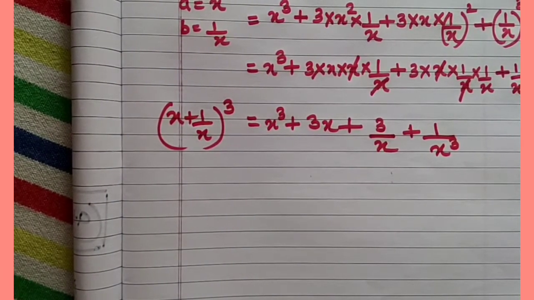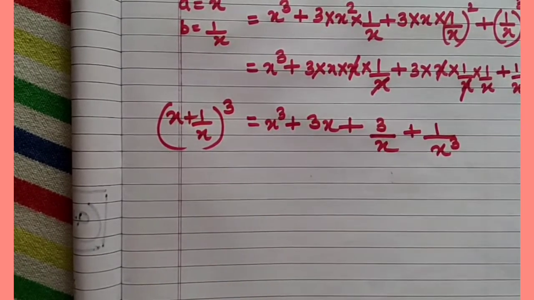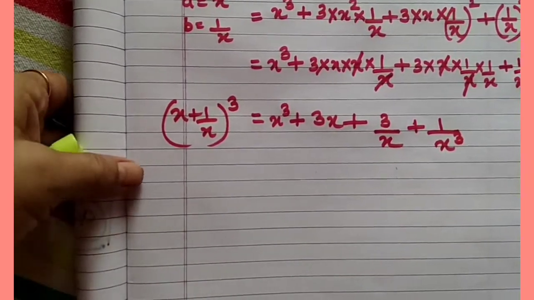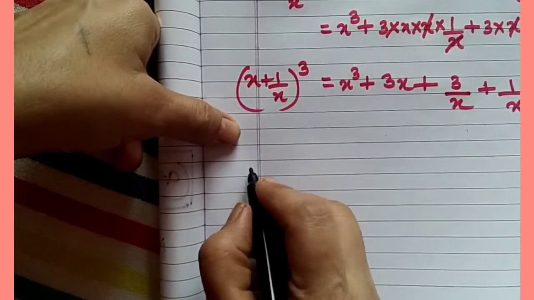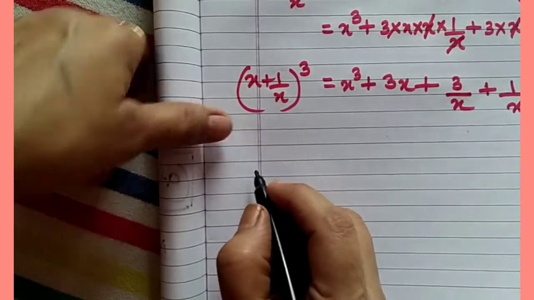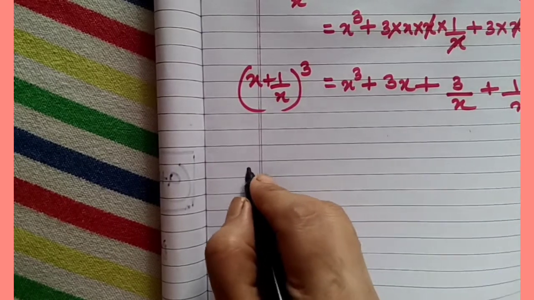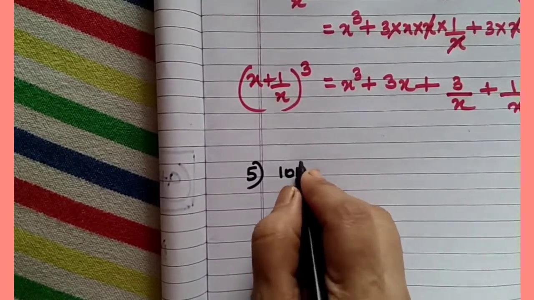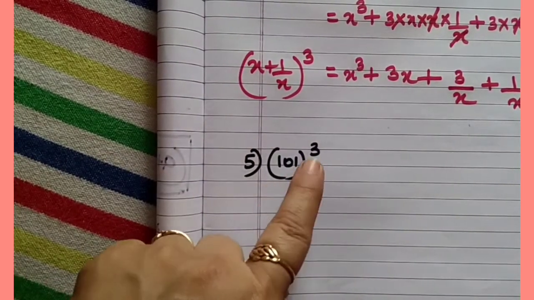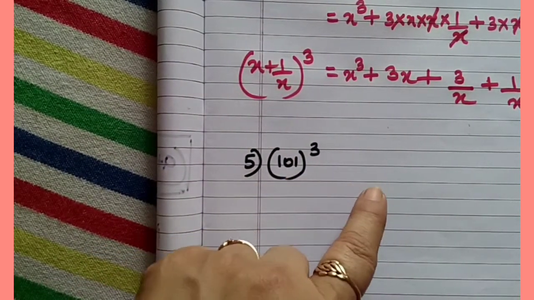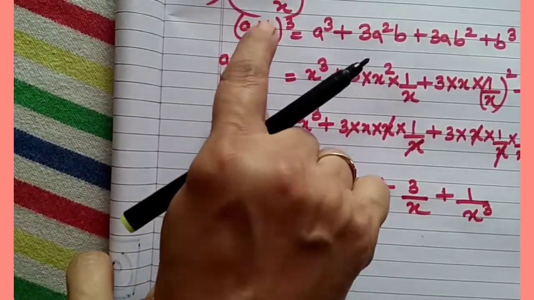Now one more sum we will take. Two more sums actually. One sum is like this. Sum number 4, or we can take sum number 5 also. Sum number 5 and sum number 4 are similar. So we'll take sum number 5. 101 whole cube. Now this sum we have to do. 101 whole cube means what? 101 into 101 into 101. But I don't have to do actual multiplication. I have to solve it using the formula.